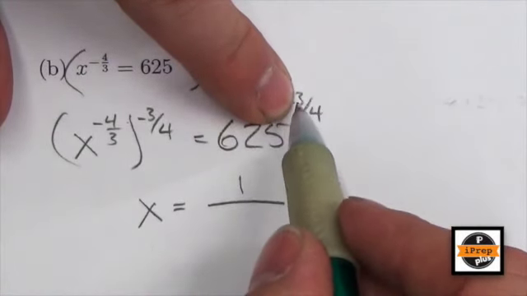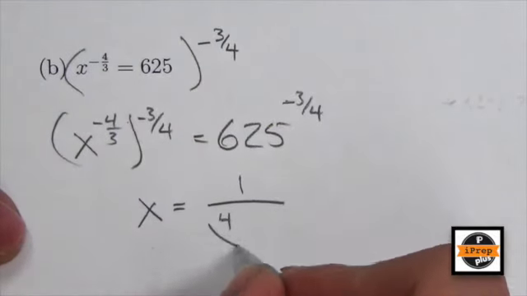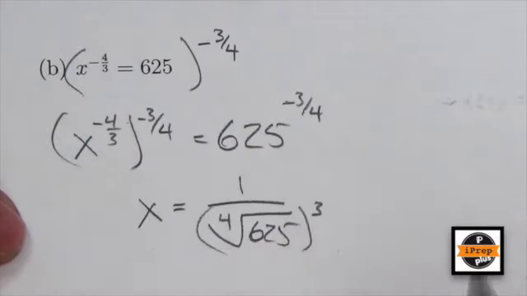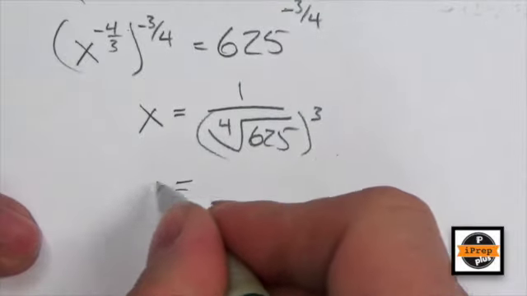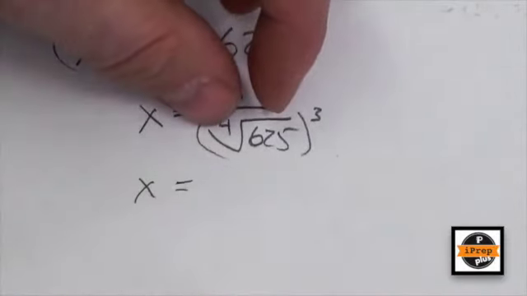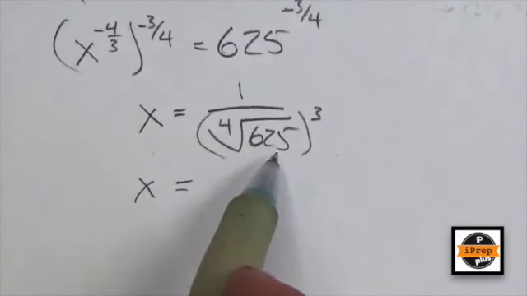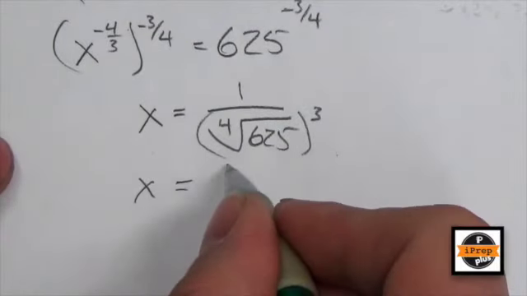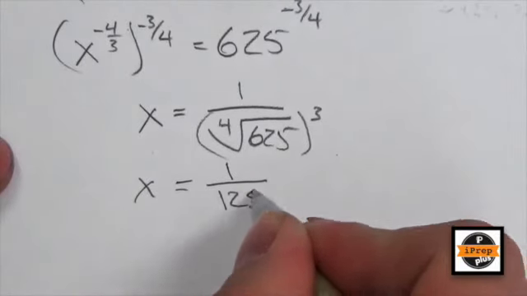Well, 3 will be the power, 4 is going to be the root index, so this is going to be the 4th root of 625, and then this will all be raised to the 3. Now, I prefer to do it this way. I know that you can cube on the inside, but I prefer to get smaller numbers first and then make them larger because of the power here. The 4th root of 625 is just going to be 5. And when I cube that, I get 125. So this is still in the denominator, so it's going to be 1 over 125.